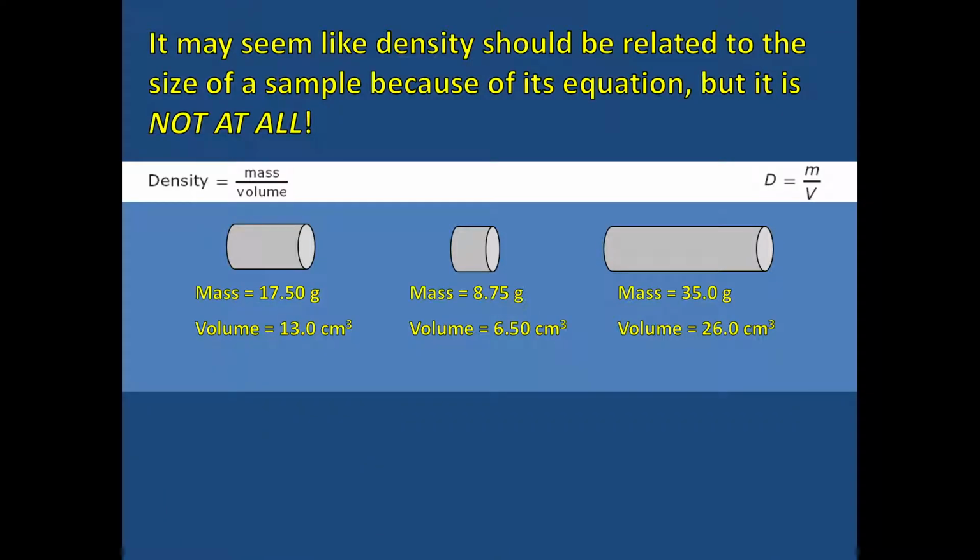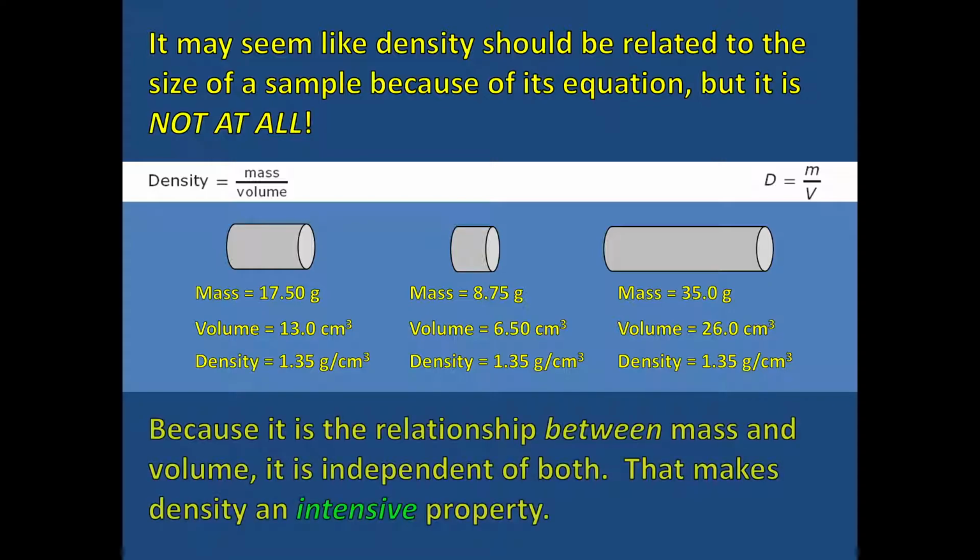To show you this, here we have a rod of a mass 17.5 grams and a volume of 13 cubic centimeters. Density is mass divided by volume. If you remove some of the mass, the volume also decreases. So if you reduce the mass down to 8.75 grams, the volume would decrease to 6.5 cubic centimeters, but the density stays the same. If you add mass, the volume is going to increase, but the density stays the same. Because the relationship between mass and volume is independent of both, that makes it intensive because it doesn't change when you add to it.